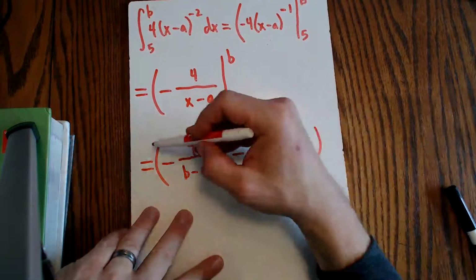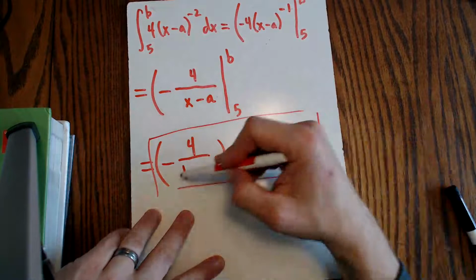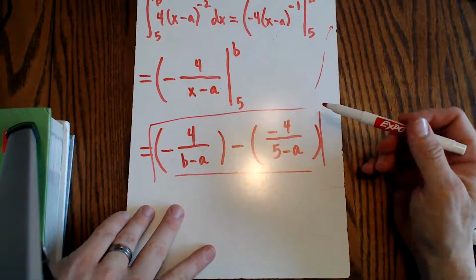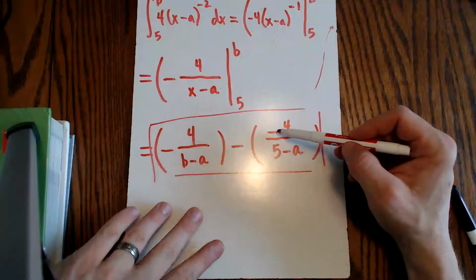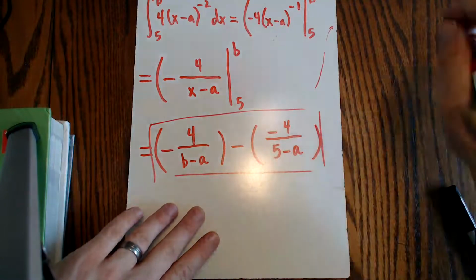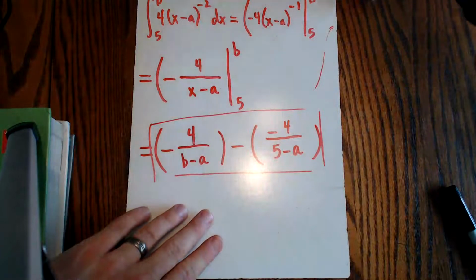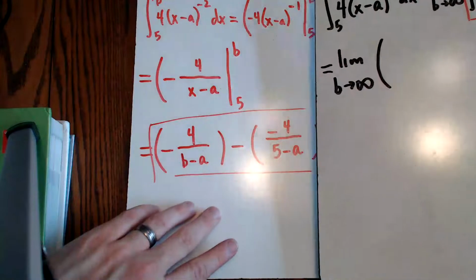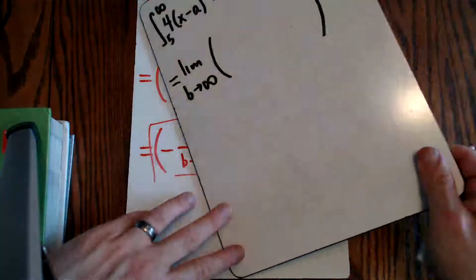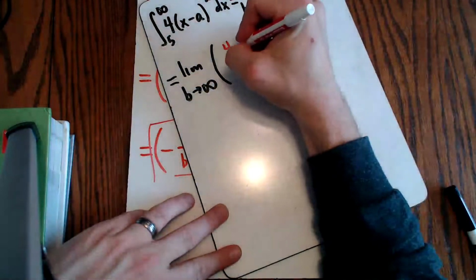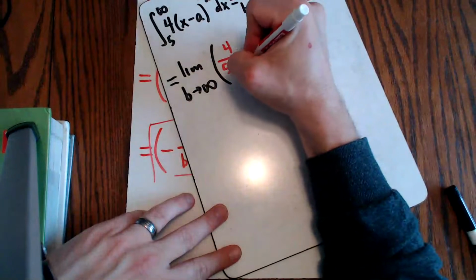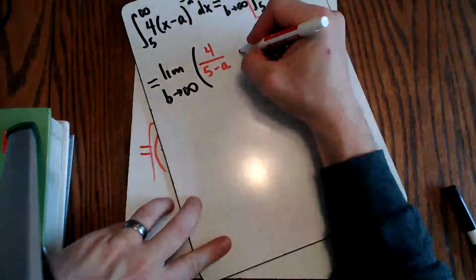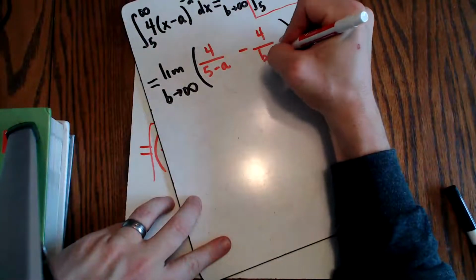Okay, so I'm going to take this expression and drag that back to the limit now. The one thing I will do, though, is minus minus makes plus. So you know me, I like to write the positive term first. So let me do that. Minus minus makes plus. That's 4 over 5 minus a. I'll write that first. Minus 4 over b minus a.